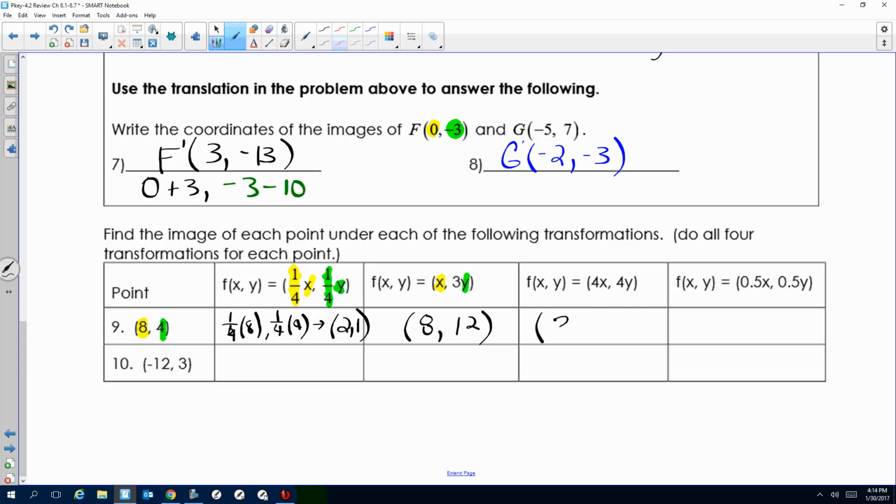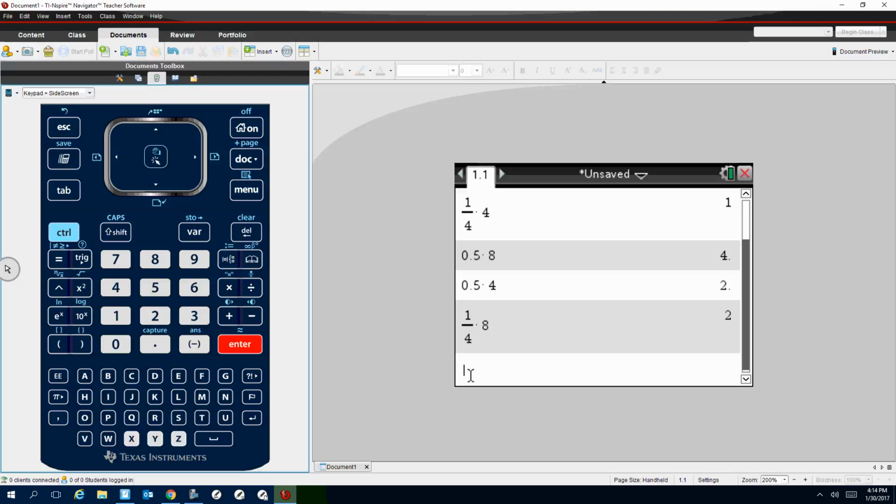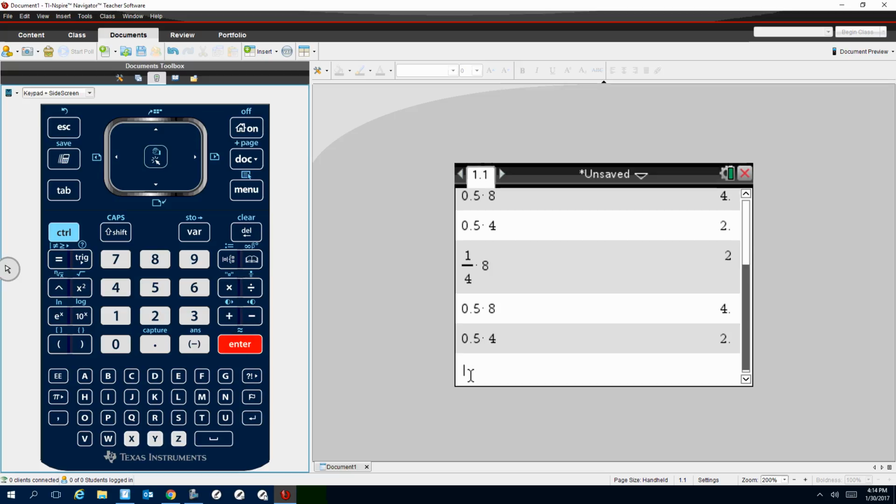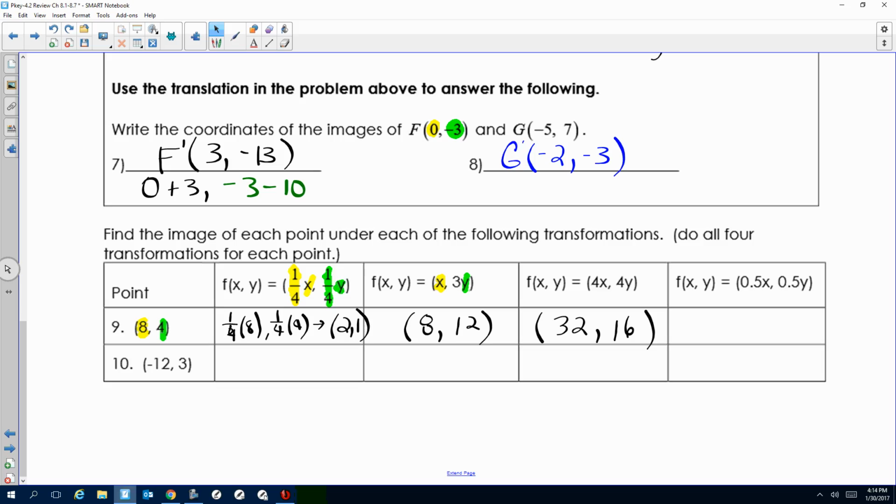So we have 32 and 16. Now we're multiplying by 0.5 to the x and the y. So use your calculator if you have to. 0.5 times 8 and 0.5 times, is it 4? Can't remember. Yeah, times 4. So we have 4, 2 as our answer. So this would be 4, comma 2.